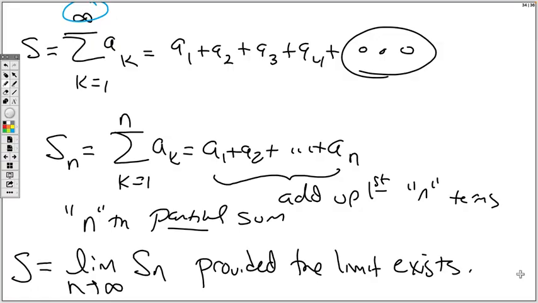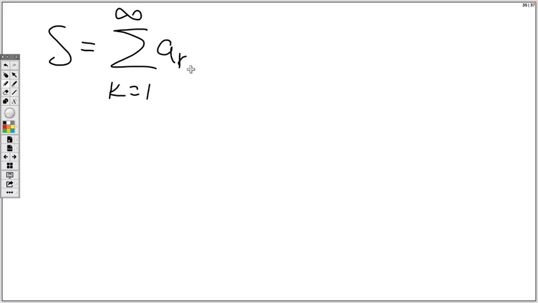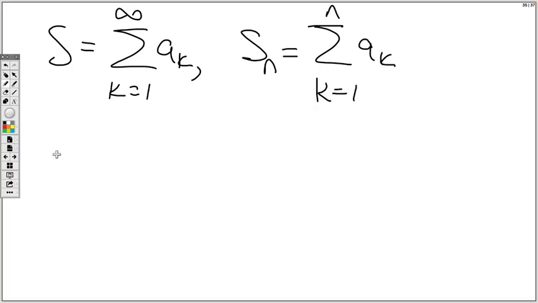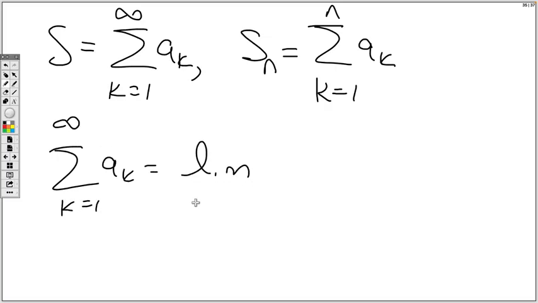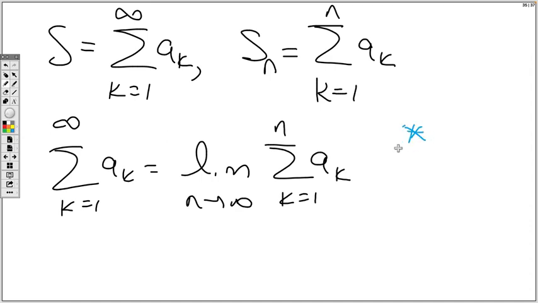There are a couple of different ways to think about what's happening here. First, if we think of S as the sum, k goes from 1 to infinity of a sub k, and S sub n as the sum, k equals 1 to n of a sub k, then the sum from 1 to infinity of a sub k is the limit as n goes to infinity of the sum from k equals 1 to n of a sub k. Does this concept look hauntingly familiar to you? Doesn't this look like what we did last week?